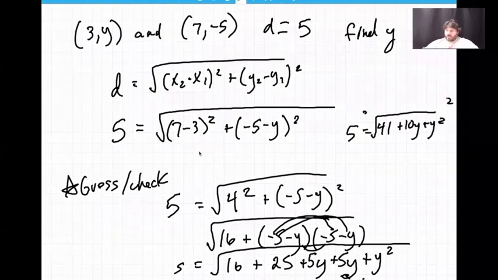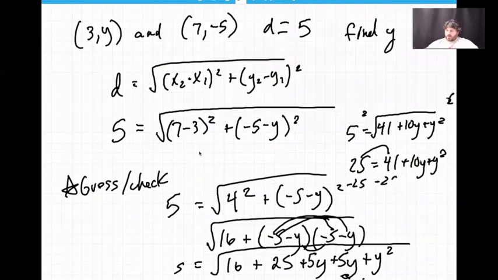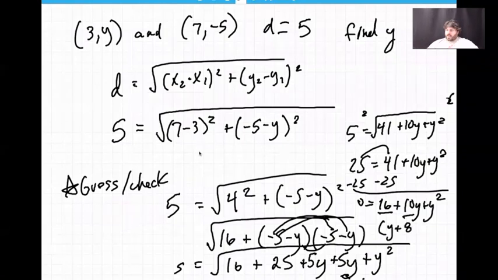I'm going to square both sides. I get 25 is equal to 41 plus 10y plus y squared. This is going to be quadratic, so I'm going to subtract 25 from both sides. I get 16 plus 10y plus y squared equals 0. Now I could try to factor this. Two things that multiply to be 16 that add to be 10. Yes, this is going to be y plus 8 times y plus 2. And you're going to get that y is equal to negative 8 and y is equal to negative 2.